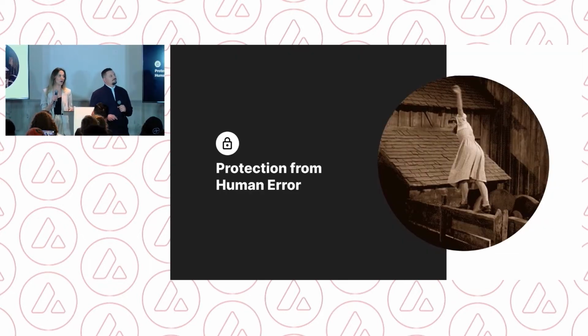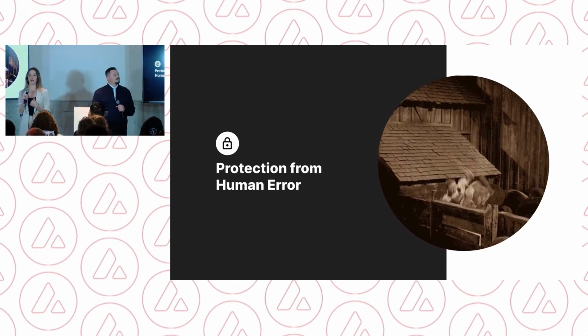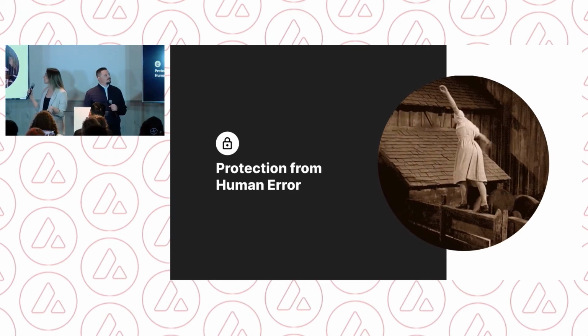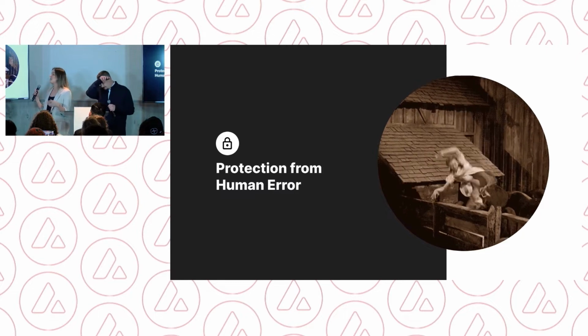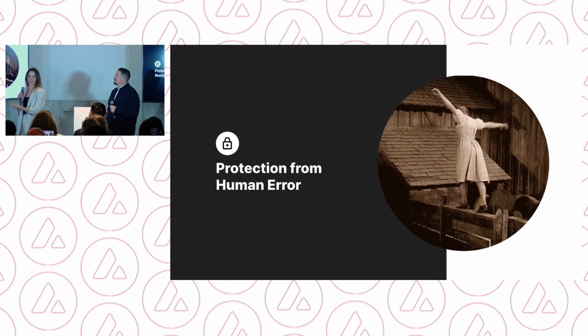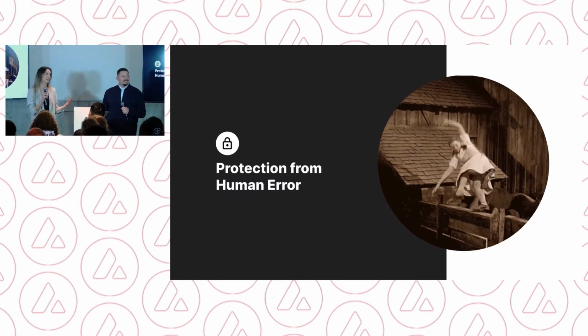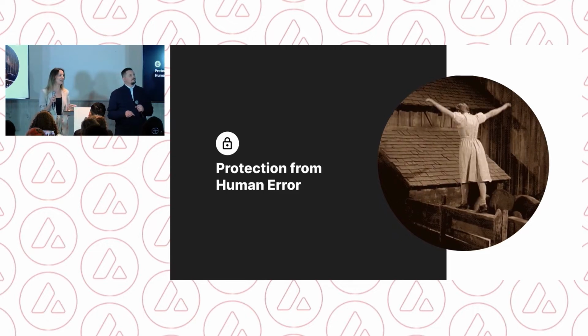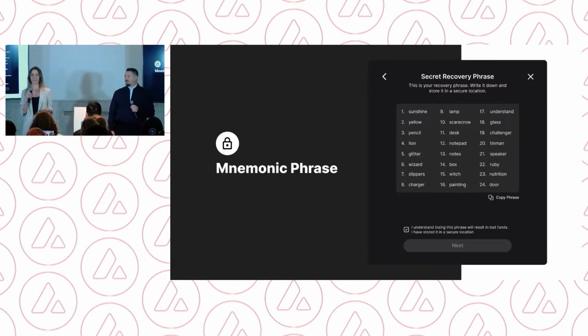And then let's talk about how we're protecting them from their own human error. We remember in the film when Dorothy falls into the pig pen. We want to help our users not do the same thing. So how do we do that? Let's talk about the mnemonic key phrase. We all know this 24-word phrase. I'm sure we don't all love it.